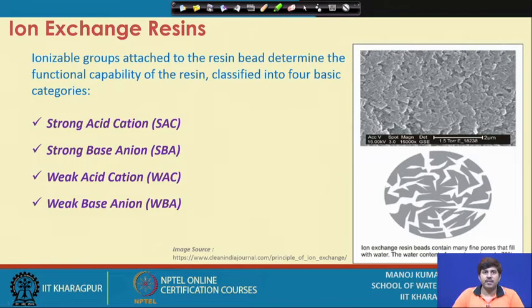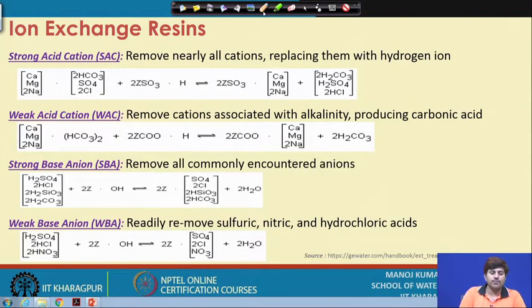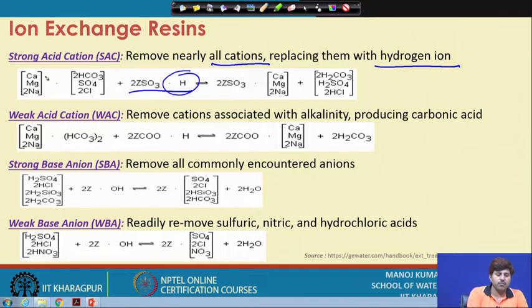If we see the various ion exchange resins, there are strong acid cations, strong base cations, weak acid cations and weak base cations. These are the different groups for the ion exchange resin, and they have different functional attributes. The strong acid cations remove nearly all cations and replace them with a simple hydrogen ion. So, we will have a resin attached with hydrogen, and they can remove all these cations. Your resin will now be attached with the cation and hydrogen will be released.